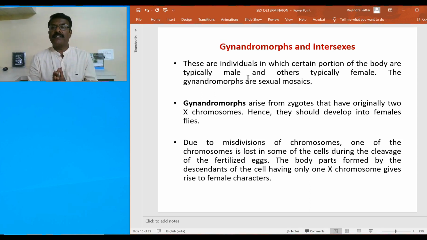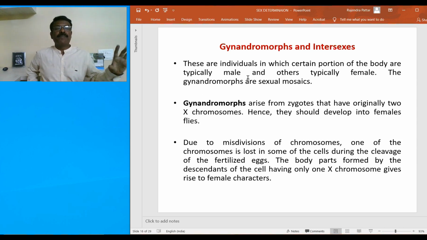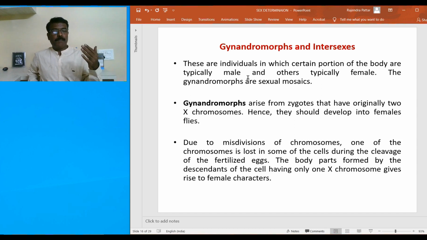Let me make it very clear. Genetically, gynandromorphs are sexual mosaics. And how is this case understood? This is by considering the reason behind the formation of gynandromorphs, because gynandromorphs are not normal individuals. Gynandromorphs are not clearly male or female. Gynandromorphs are not intersexes. It is an individual showing partially maleness and partially femaleness, maybe more or less.